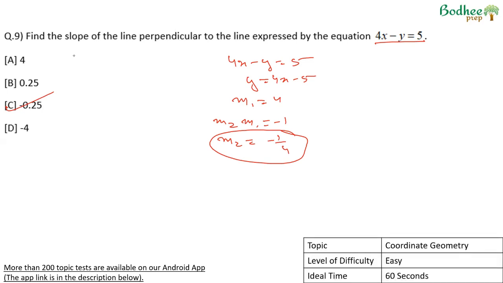Easy question. Maybe a minute to solve. Just look at the 4 and then take the inverse and multiply by minus 1.